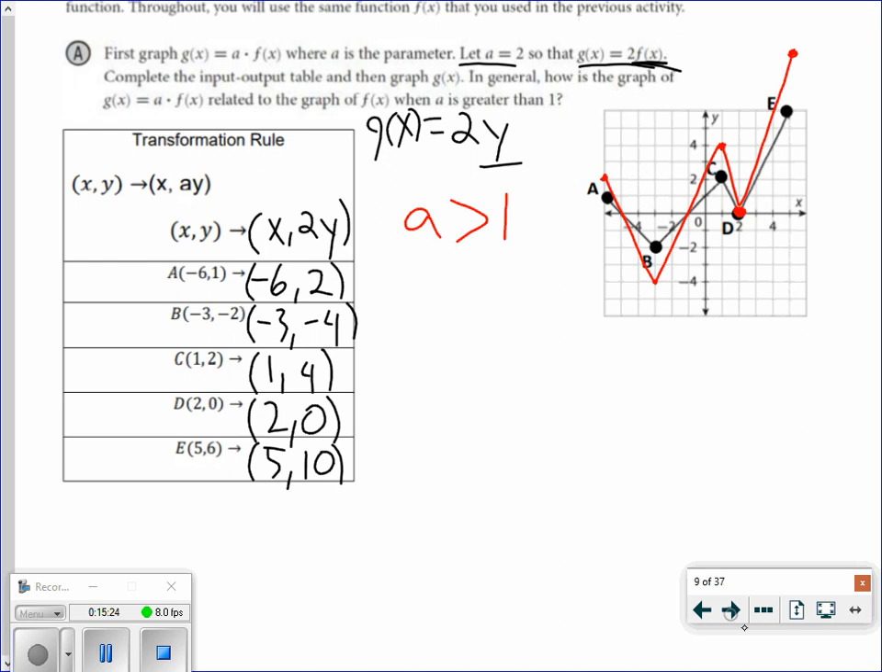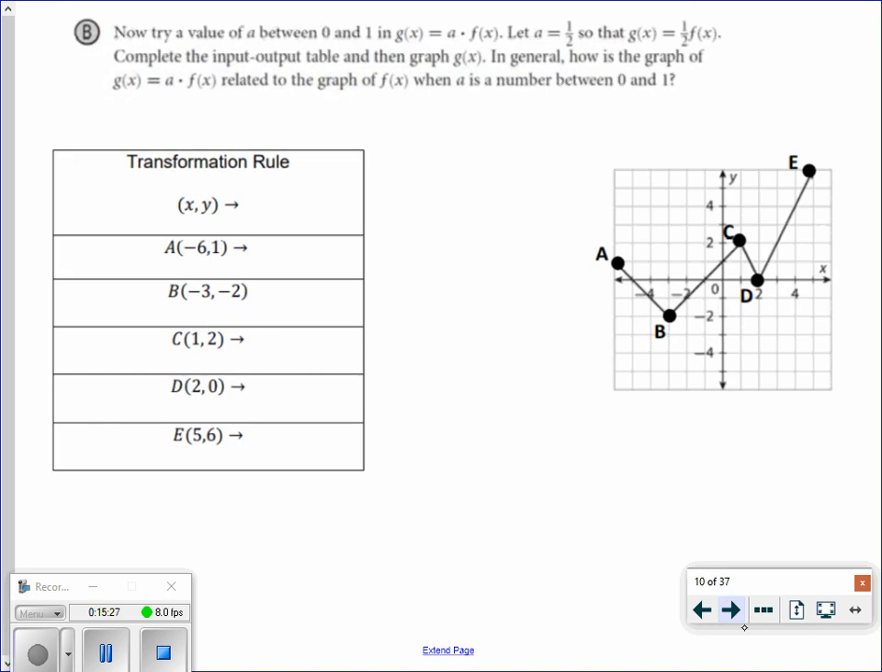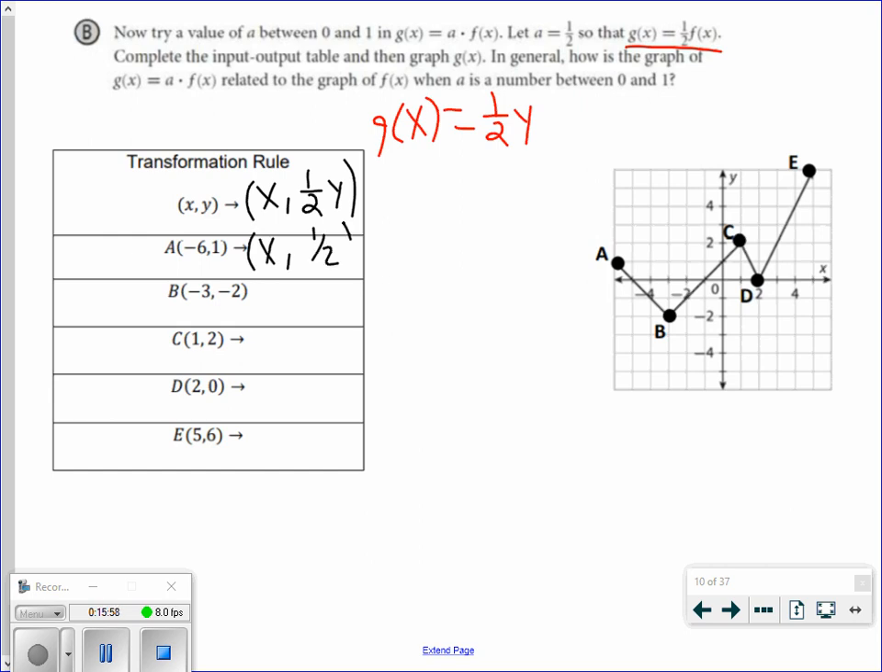All right, so just keep going. Let's see what happens when A is 1/2. So when A is 1/2, we have g of x equals 1/2 of f of x, or in other words, g of x equals 1/2 y, right? f of x is kind of like y, it's like saying the same thing, so we're going to use them a little interchangeably. And so we're just multiplying our y terms by 1/2. We're going to multiply all our y terms by 1/2. So let's go ahead and do that really quickly. You should be getting what I get on the screen.